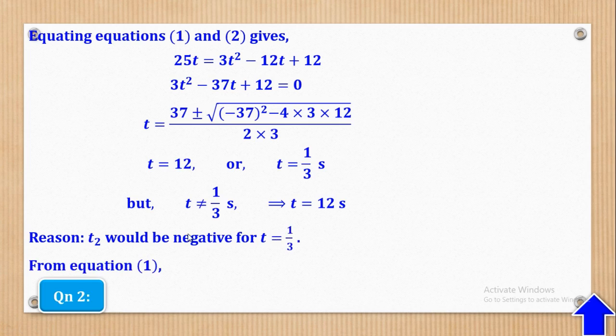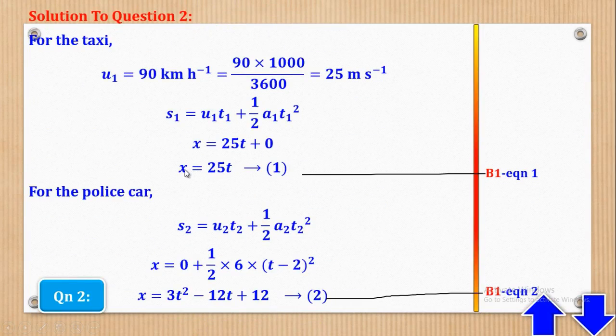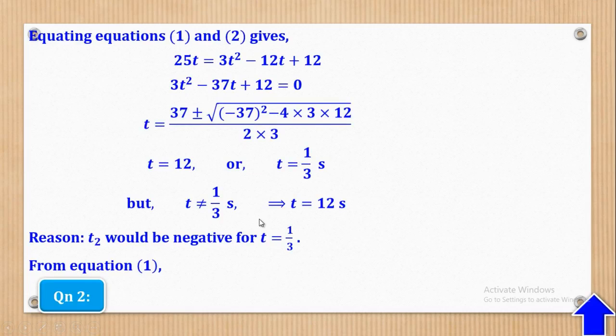Okay, so now we shall come and say that from equation 1, remember that equation 1, x equal to 25t, what will happen? From equation 1, we shall be able to get our x, which is 300 meters.